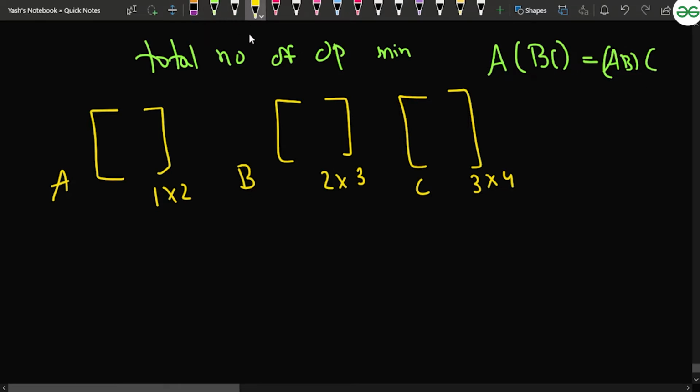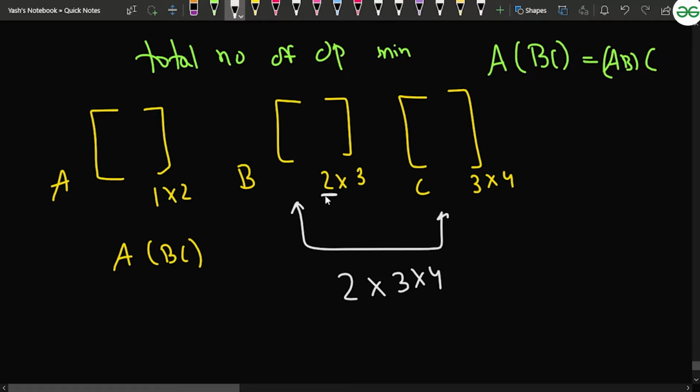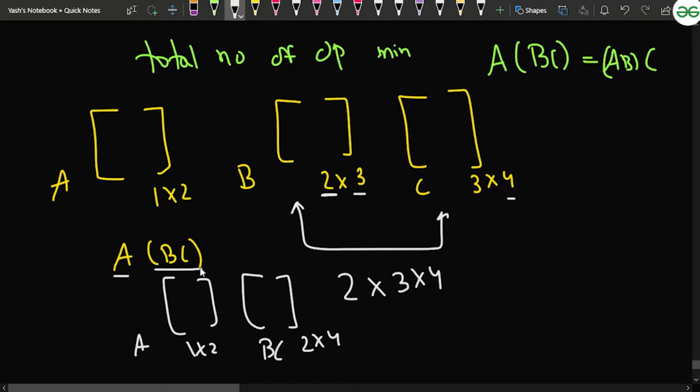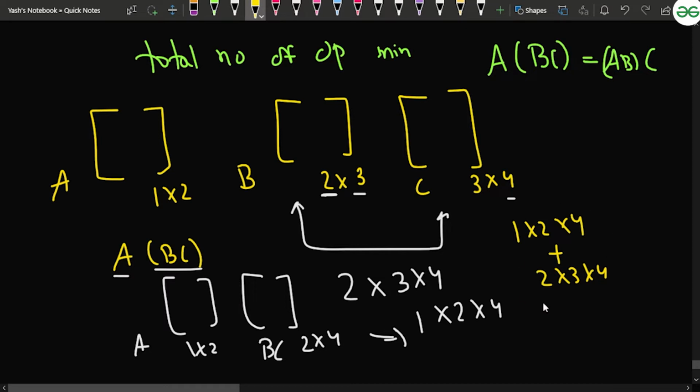Let us see how many operations we take in the case of A into BC. First we multiply B and C, which takes 2 into 3 into 4 operations. Then we get the resultant matrix BC, which is of dimension 2 cross 4, and we also have matrix A of dimension 1 cross 2. Multiplying these takes 1 into 2 into 4. So the overall cost will be 1 into 2 into 4 plus 2 into 3 into 4. This is quite high compared to the other cost.